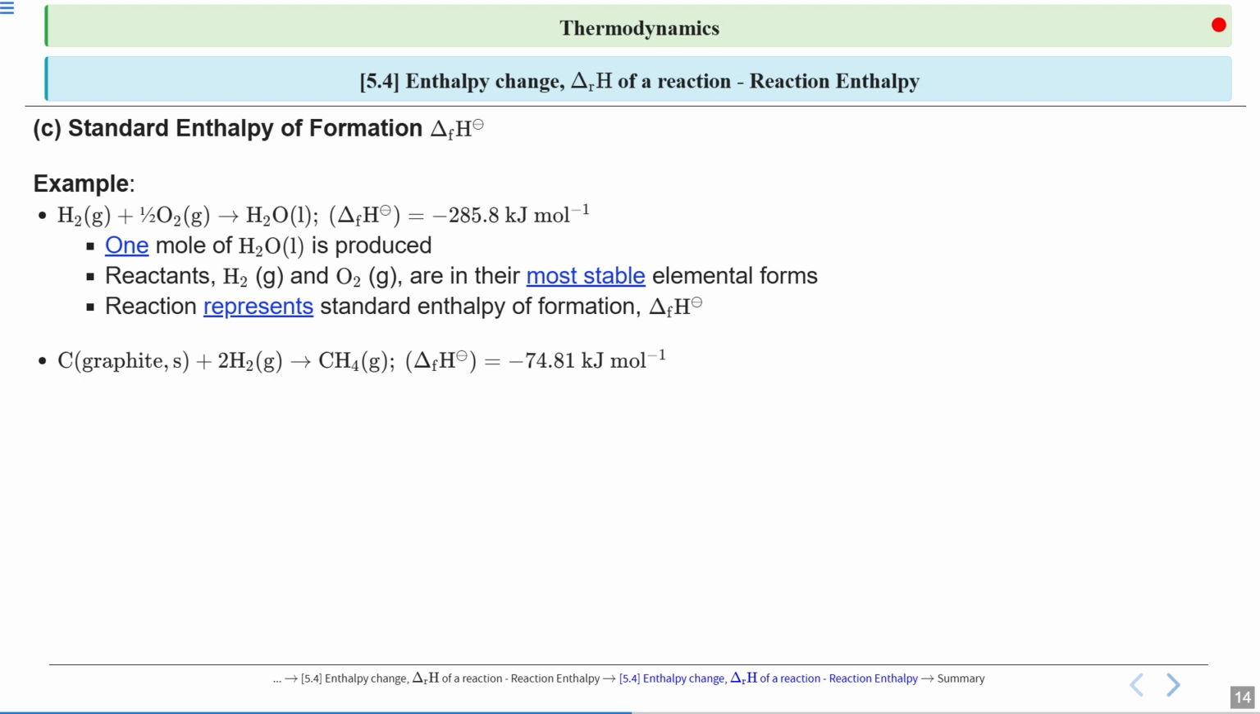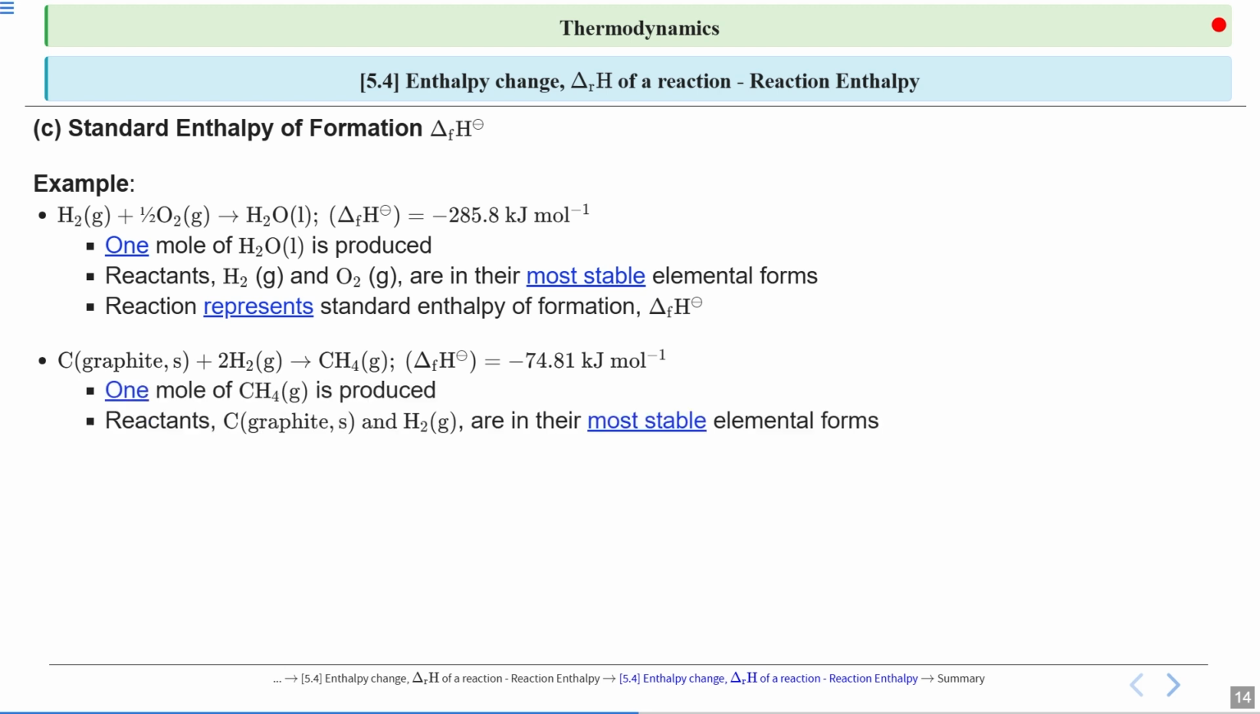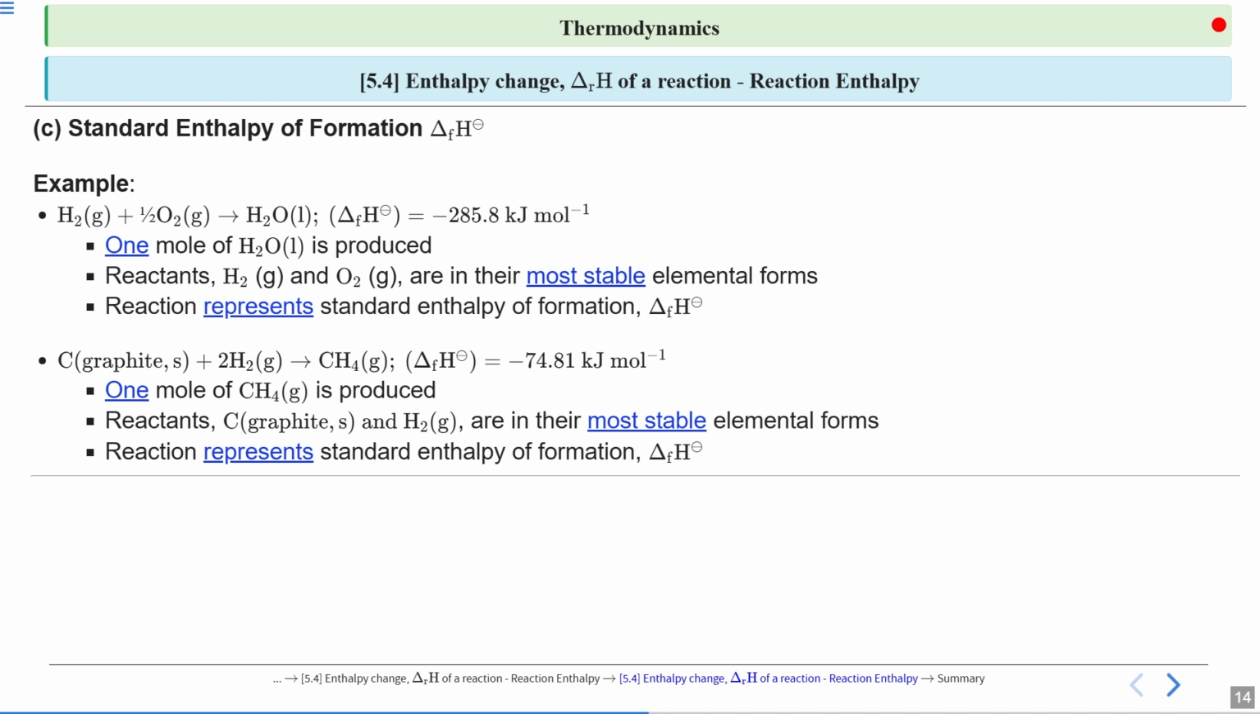Suppose we take one more example, which is formation of methane. So can we call it the standard enthalpy of formation for the given equation? Yes, because 1 mole of methane is formed, and it is formed from its constituent elements which are present in the reference state. So carbon is present as graphite and not any other allotrope, whereas hydrogen is present in the molecular form. Therefore, this reaction represents the standard enthalpy of formation, delta fH naught.